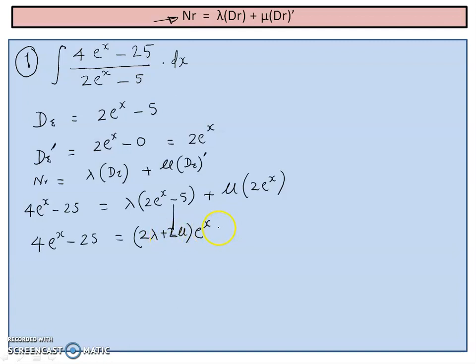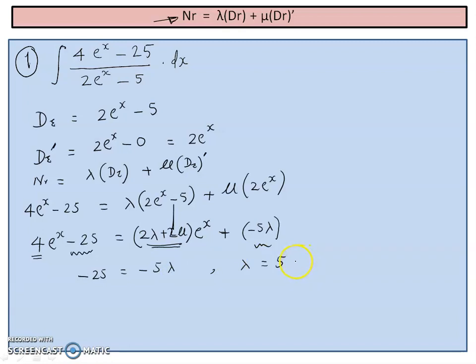बराबर है? Plus what will be the constant term? यहाँ तो कुछ नहीं है. This will be minus 5 lambda. Now we have to equate the coefficient of e raised to x with e raised to x and the constant term with respect to the constant term. समझ रहे हैं आप? बराबर है बच्चों? So now what happens? Just see, minus 25 will be equal to minus 5 lambda. So I get lambda is equal to 5.